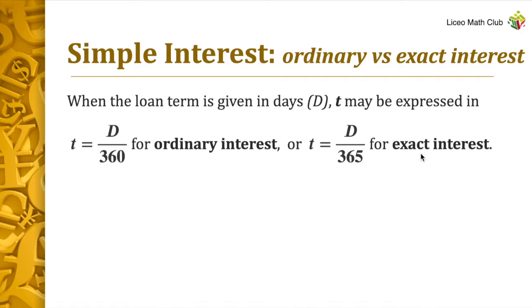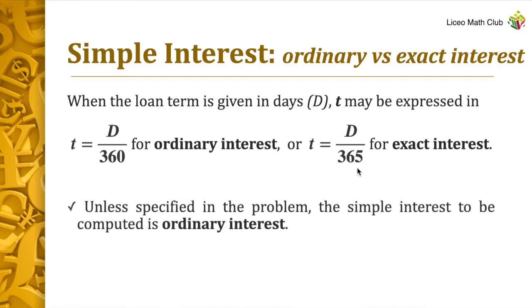For exact interest, from the name itself, it's exact. We know in our science that it takes 365 and a quarter days to revolve around the sun. We round off that quarter, and then we have 365 to have a whole number. Now, unless specified in any problem, the simple interest to be computed is ordinary interest. If we're given a problem with a number of days but no specific type of interest, we use ordinary interest.